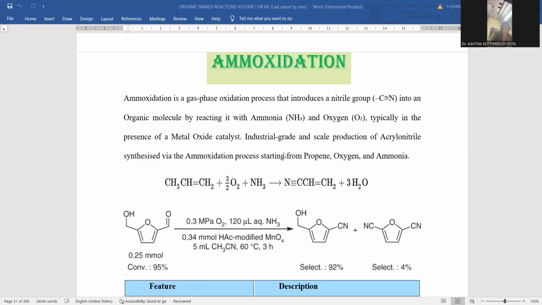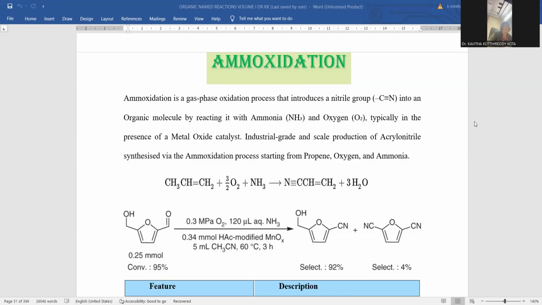In continuation to the earlier session, we are going to continue with the ammoxidation. Ammoxidation is part of organic named reactions. This is content retrieved from the textbook of organic named reactions, which is written by Dr. Kavitha Kotthireddy Kota. The series of sessions regarding these organic named reactions are all available at the channel called World of Competitive Chemistry.